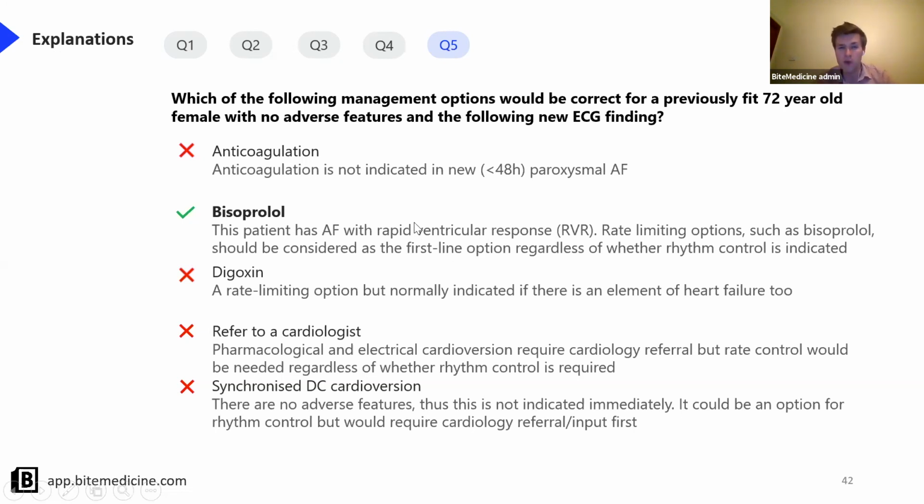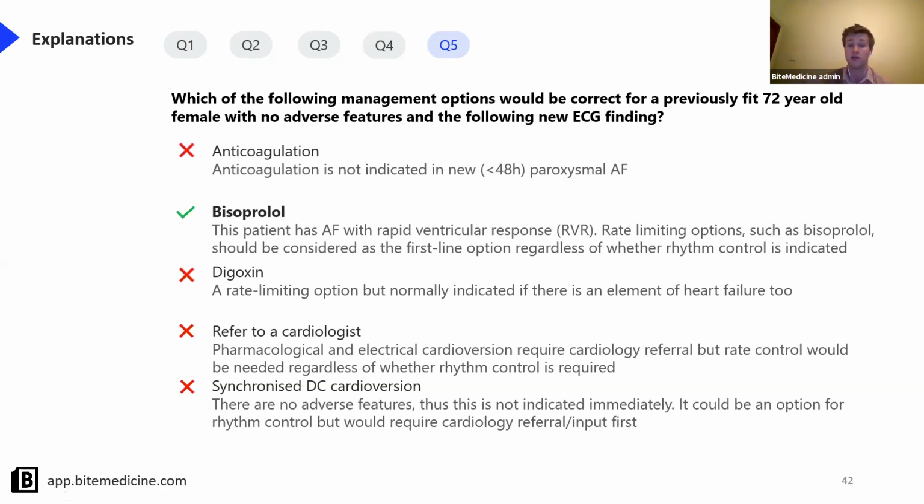So why do you rate control rather than rhythm control? Well, it's a bit of a gray area, and NICE are not super clear about it. But the important thing to say here is that for pharmacological and electrical cardioversion, so rhythm control, NICE state that you need cardiology referral, whereas rate control you wouldn't. And they also state that rate control tends to be needed even if you are going to do rhythm control.